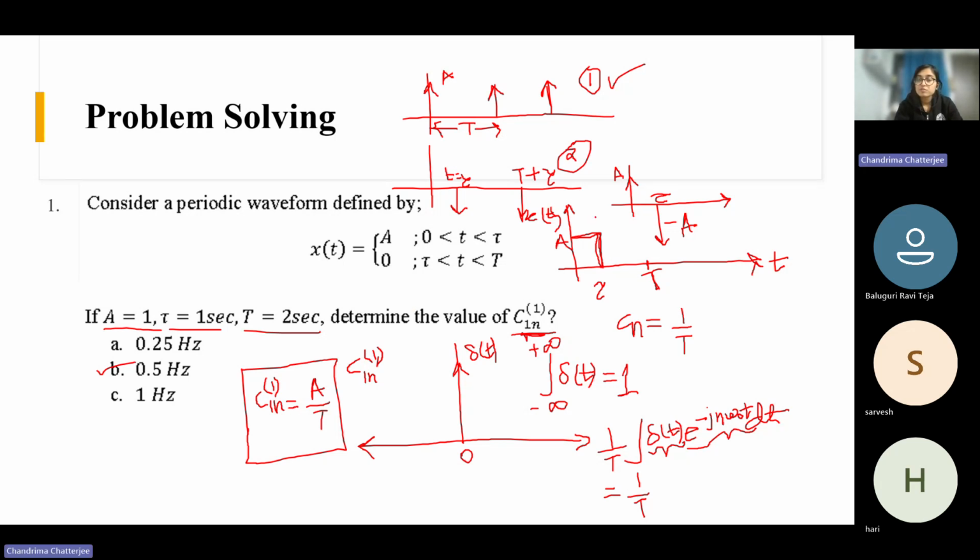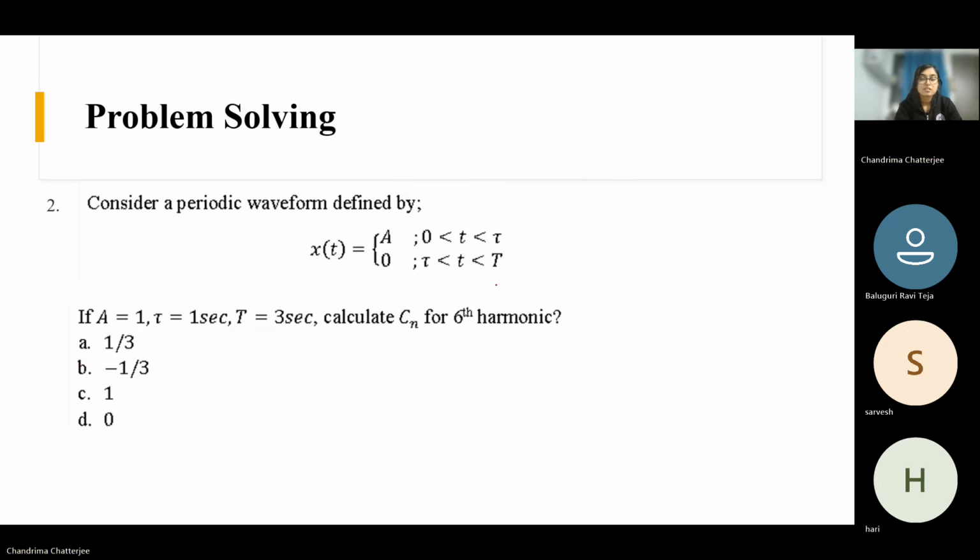Okay, fine. So if you don't have any doubt, then I will go to the next problem. Consider a periodic waveform, the same waveform that we saw previously. A is given, tau is given, capital T is 3 second, calculate Cn for sixth harmonic.